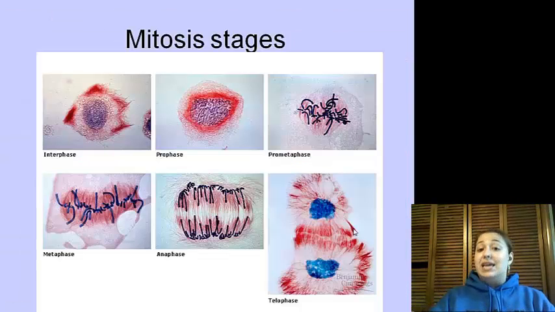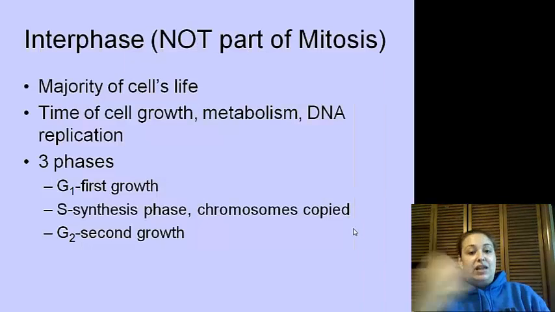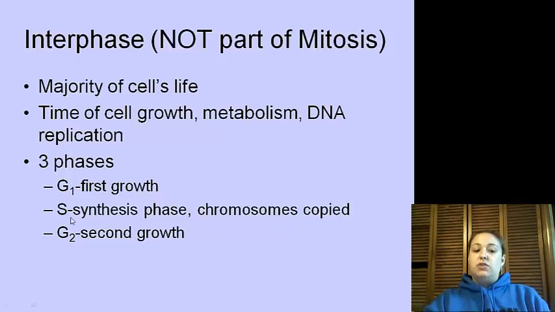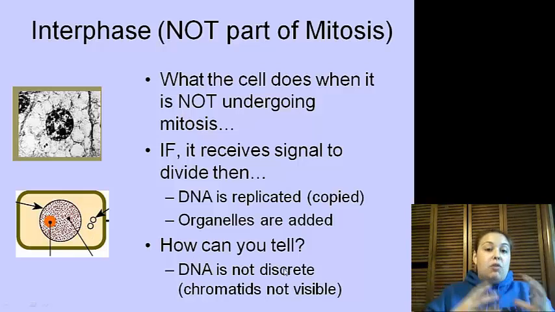Again, we see the stages again. Interphase, not part of mitosis. Majority of the cell's life, it's growth, metabolism, DNA replication. G1 is first growth, S is synthesis, and chromosomes are copied, and G2. Looking a little bit further in, what does the cell look like when it does not undergo mitosis? This is what it looks like when it's not in mitosis. If the cell receives the signal, DNA is replicated during the S phase, organelles are added and created during the S phase, and you can tell that it's in interphase because there are no discrete or distinct chromosomes visible.